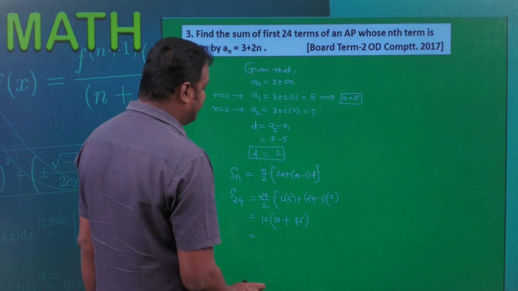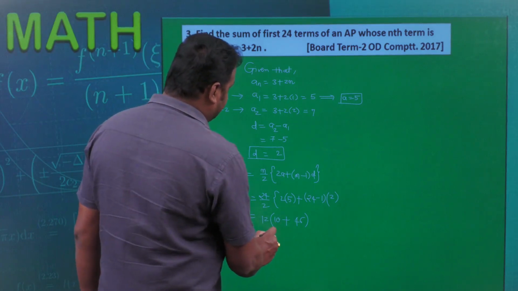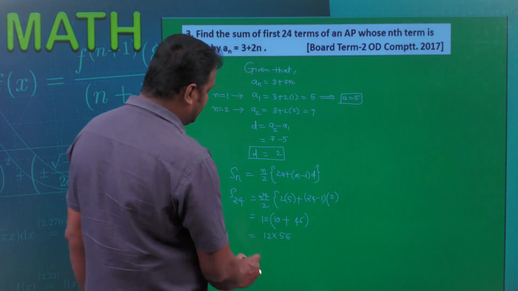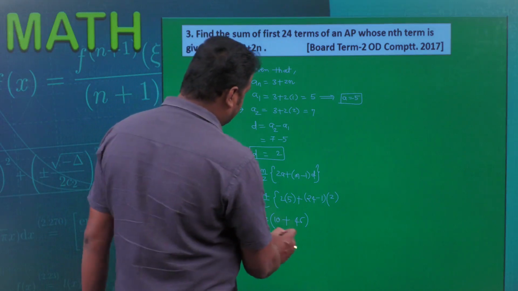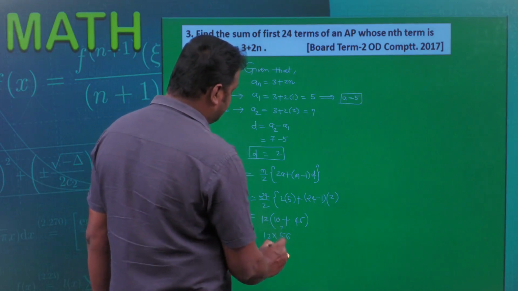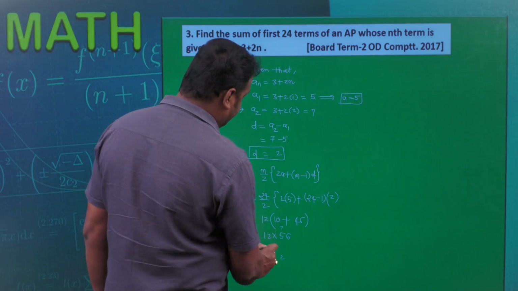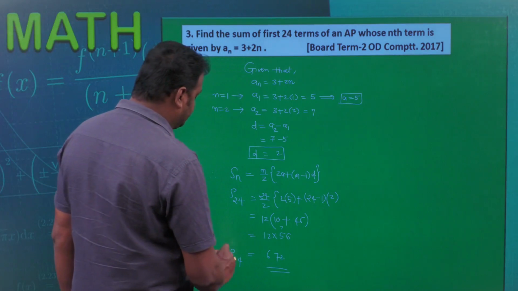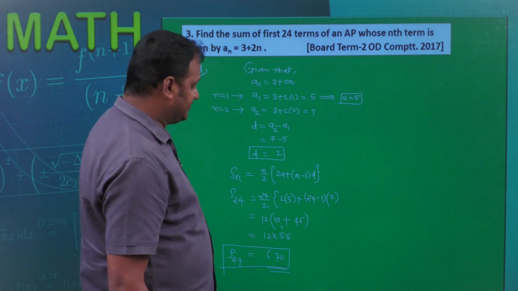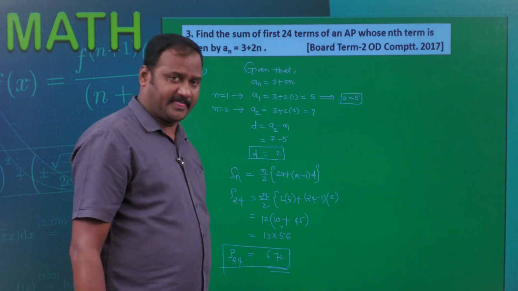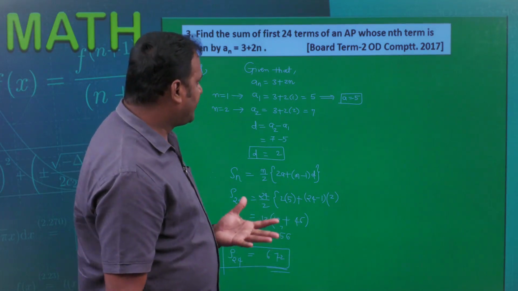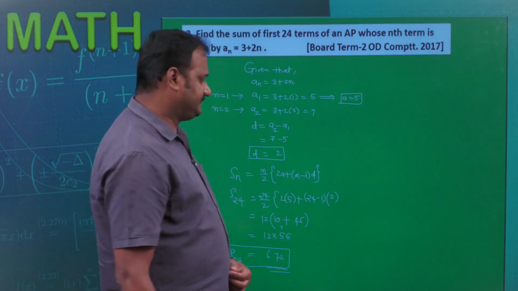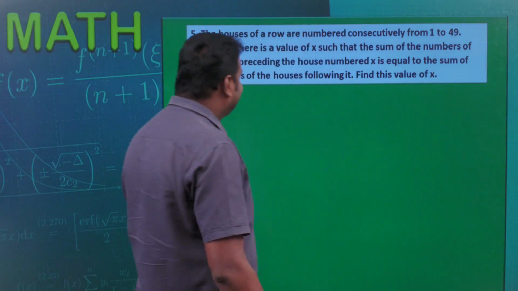So finally, what do I get here? 10 plus 46 is equal to 56. So 12 into 56. 12 sixes are 72, carry 7; 12 fives are 60, plus 7 is 67. So 672 is the sum of the first 24 terms of this arithmetic progression whose nth term is given as 3 plus 2n. Right? So this way we can find the sum of any number of terms when the nth term of an arithmetic progression is given. Moving on to the next problem.